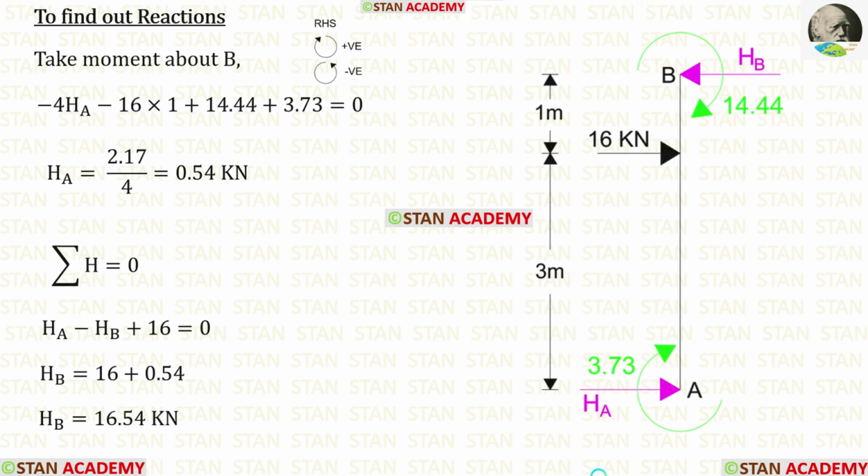Now we are going to find the reactions. First, let us take the column AB and find the reactions. By taking moment about B, we can find HA. By applying the rule sigma H is equal to 0, we can find HB.